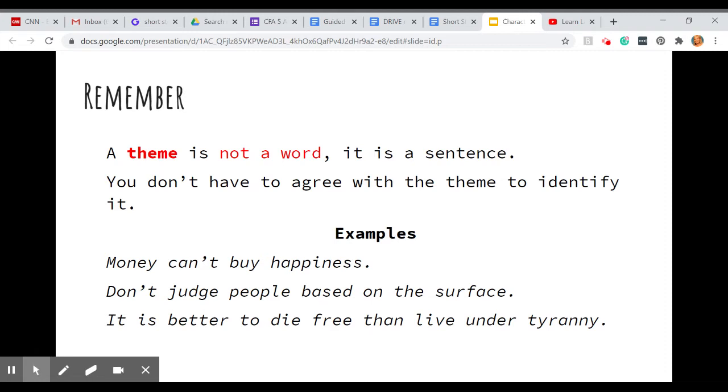So it's not a word, it's a sentence. Money can't buy you happiness. Don't judge a book based on its cover, or don't judge people based on the surface. It's better to die free than live under tyranny. Those types of things are examples of themes that you could learn in a story. And you could learn money can't buy you happiness in lots of different stories. Okay? Or don't judge people based on the surface. That can be learned in a lot of books. It's not just story specific.